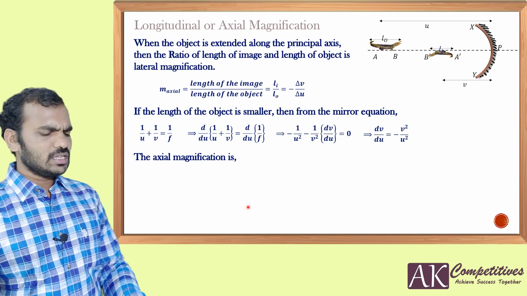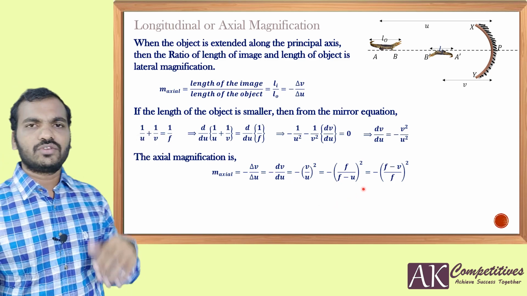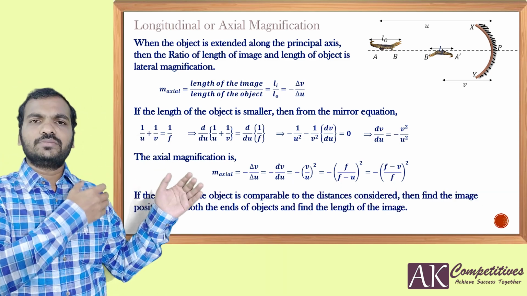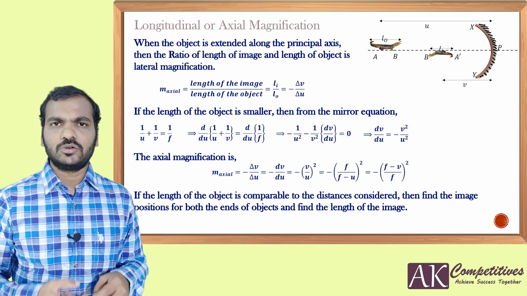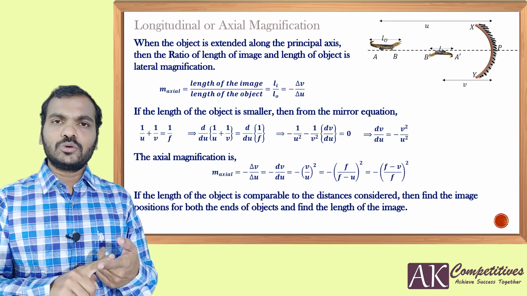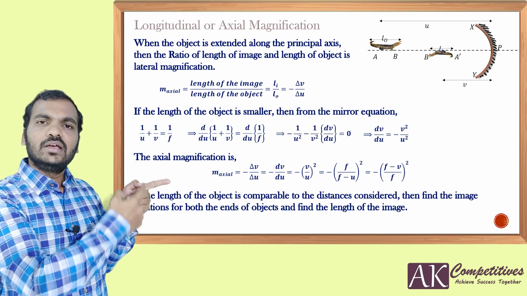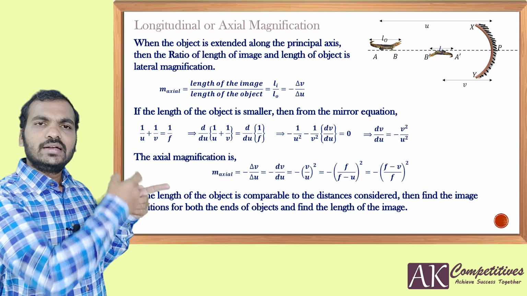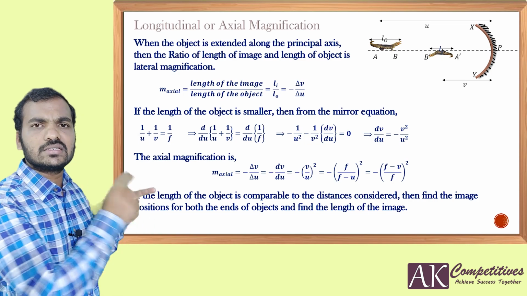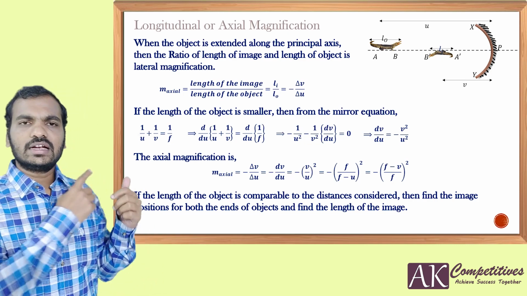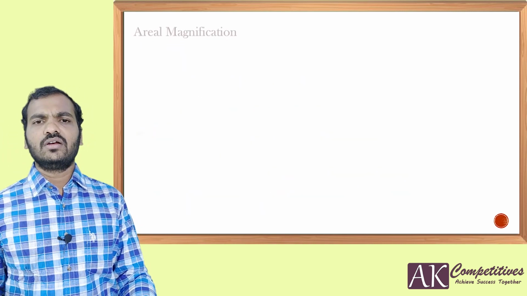So now the axial magnification is basically given like this, and any set of formulas you can use again from the previous derivation. If the length of the object is comparable, like 10 centimeters is the object distance and 1 centimeter or 2 centimeters is the object length, then you cannot do this. So what you do: for end A you take UA, for end B you take UB, then find on the image side what VA and VB are, take the difference of object distances, which is the length of the object, and the difference of image distances, which is the length of the image. Then take the ratio, and that will give you the magnification. I hope all of you are able to understand this. So this is the idea of magnification.